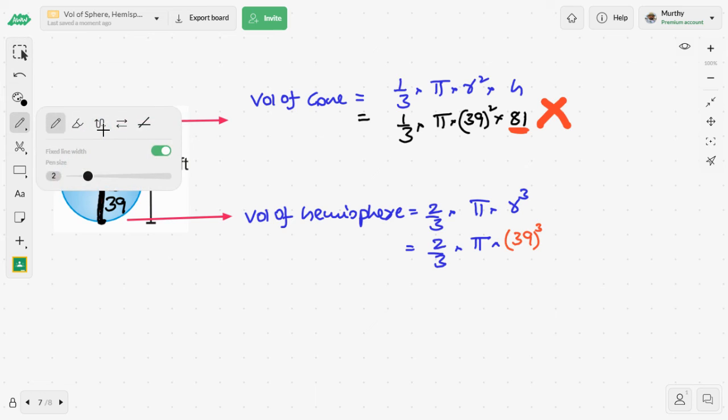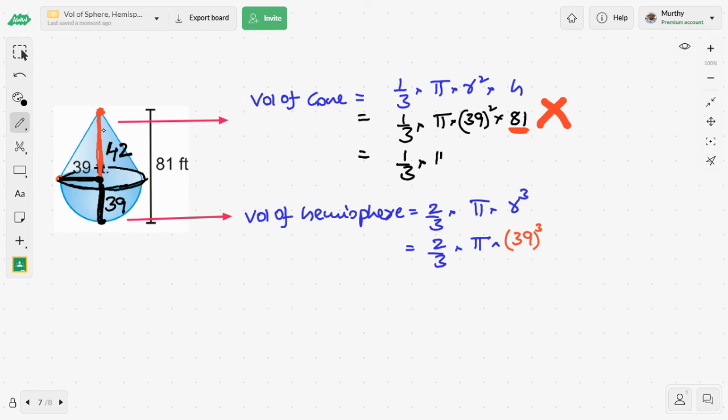So the correct calculation is 1/3 pi times 39 squared times, this is not 81. Again, I'm repeating, it is not 81, it is supposed to be 42. Use your calculator; I'm using my calculator. I know the number is going to be big. So 1/3 times, skipping pi, 39 squared times 42 is 21294. It is 21294 pi cubic feet. Due to lack of space, I am not writing the cubic feet.